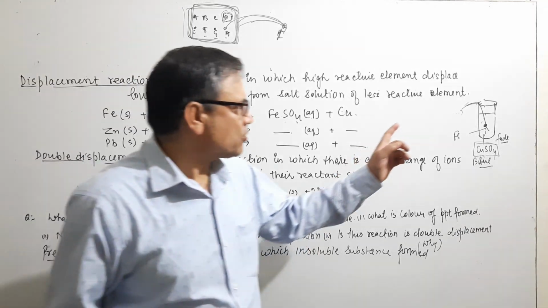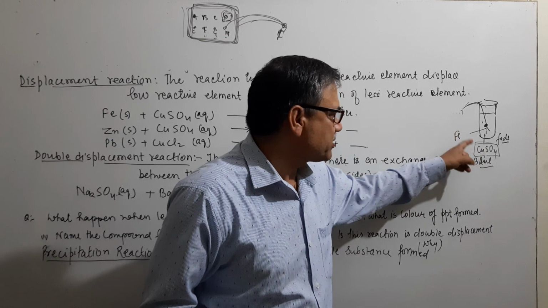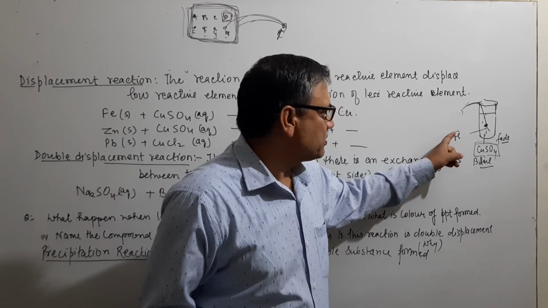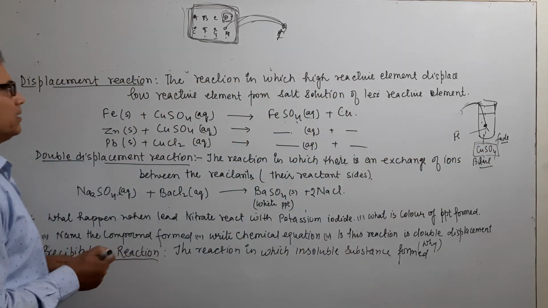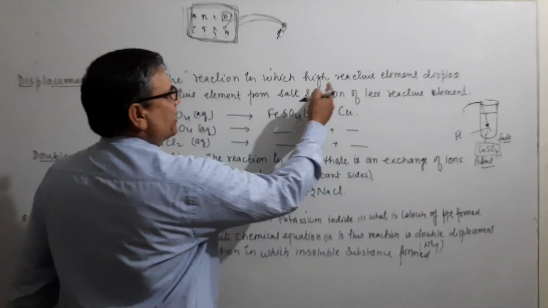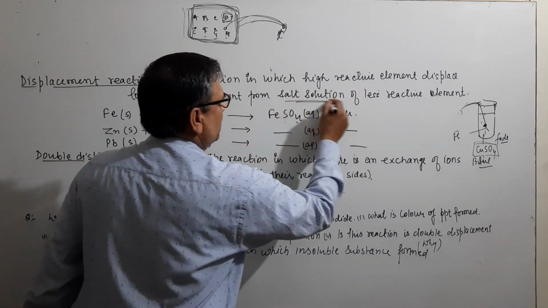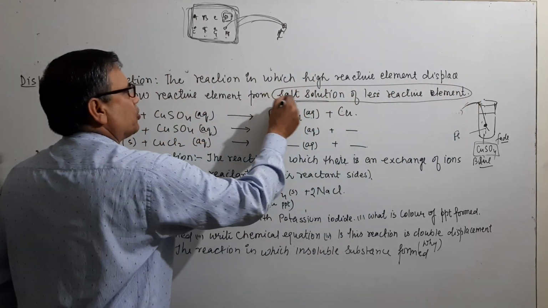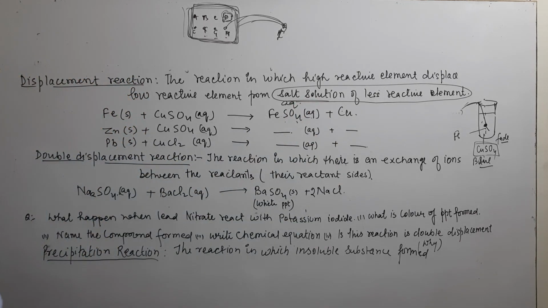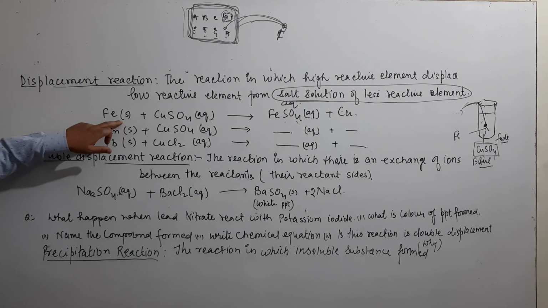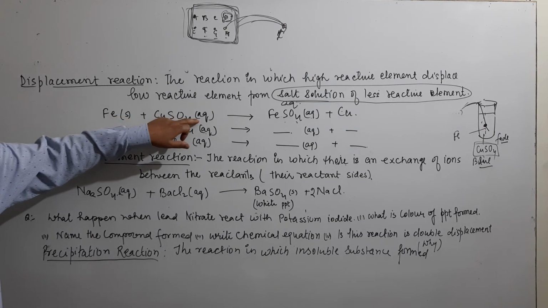Why displacement? Because iron displaces copper from its sulfate, from its compound. That means iron is more reactive than copper. It means the reaction in which a highly reactive metal displaces the less reactive element from the salt solution of the less reactive element. What is the salt solution? It means aqueous solution, like iron, which is solid in nature, put in a solution of copper sulfate, which is aqueous.